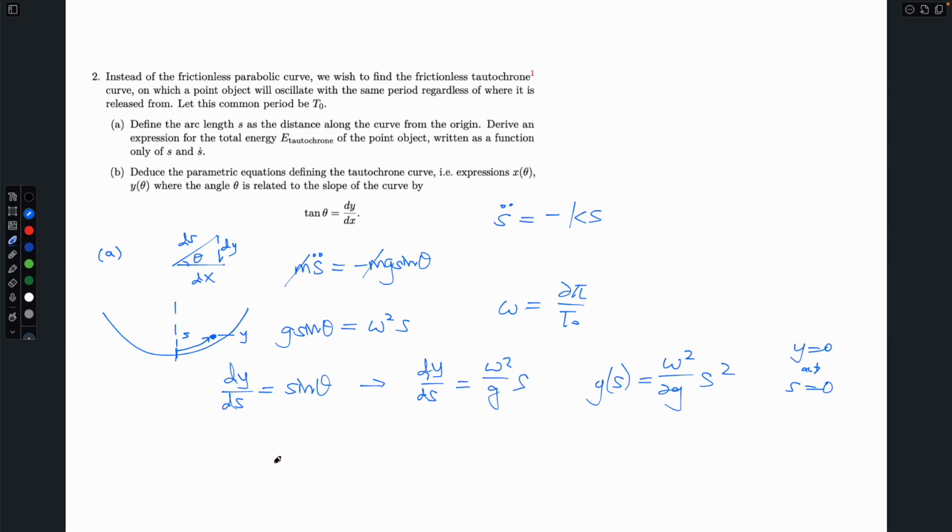And then the mechanical energy, which is what they want, is really the kinetic energy plus the potential energy, which is half mgy, which is just half m s dot squared plus half m omega squared s squared.